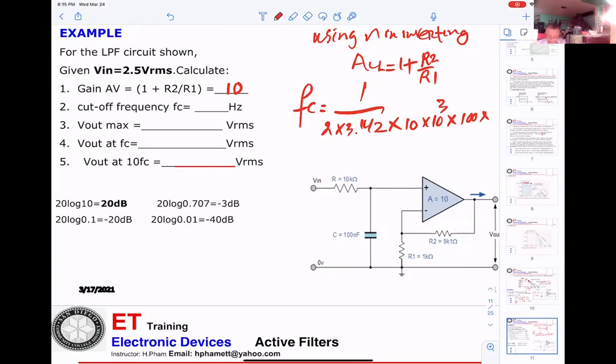Make sure. -9. Okay, E to the -9. 3 here, 9 here. You can leave it over 10 to the minus 6.